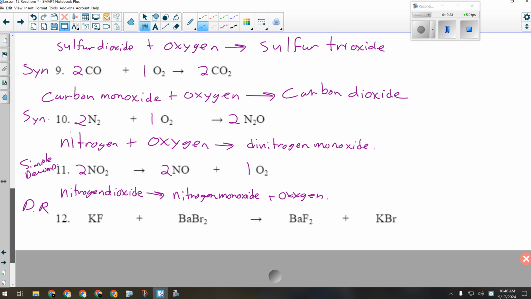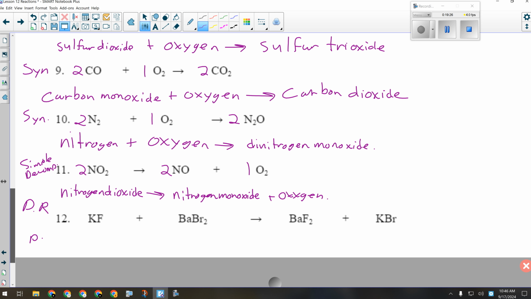Okay, if I'm going to write this one out in words, this stuff here is potassium fluoride, following those naming rules. Do I need a Roman numeral in that one? Nope. What's this stuff? Barium bromide, just following the ionic naming rules. I name the metal first, I name the non-metal second, ends in -ide. Roman numerals for that one? Nope. Which means I'm not going to need any Roman numerals on the other side either, right? So this stuff is barium fluoride, and this stuff here is potassium bromide.